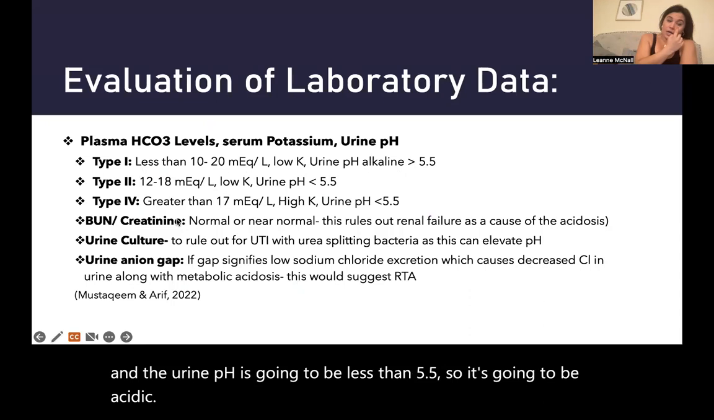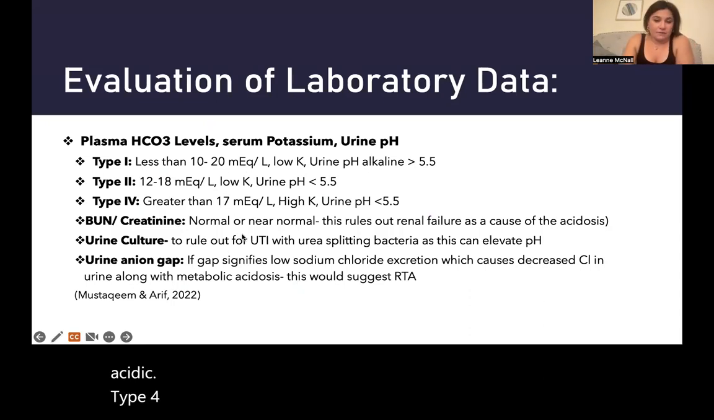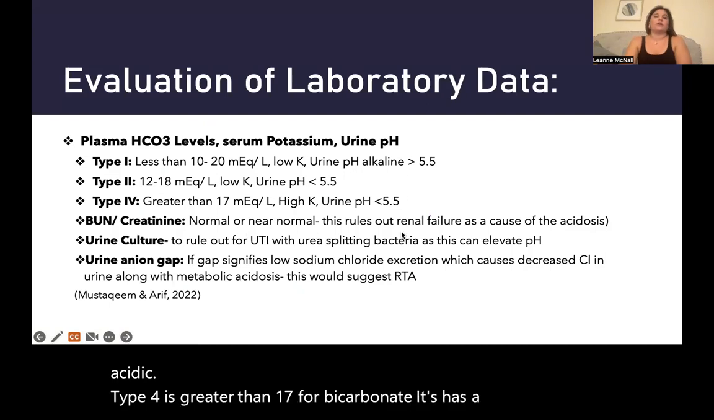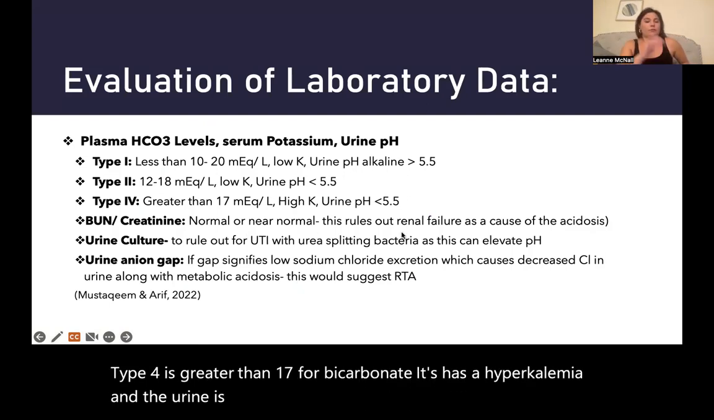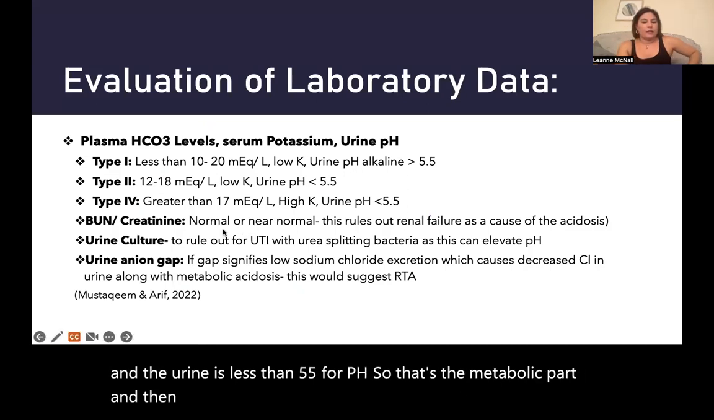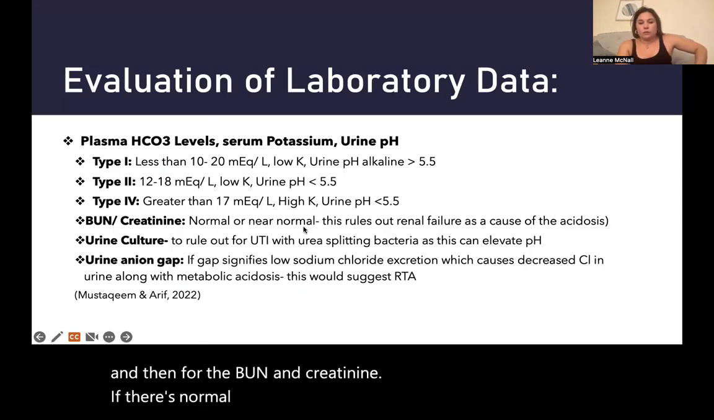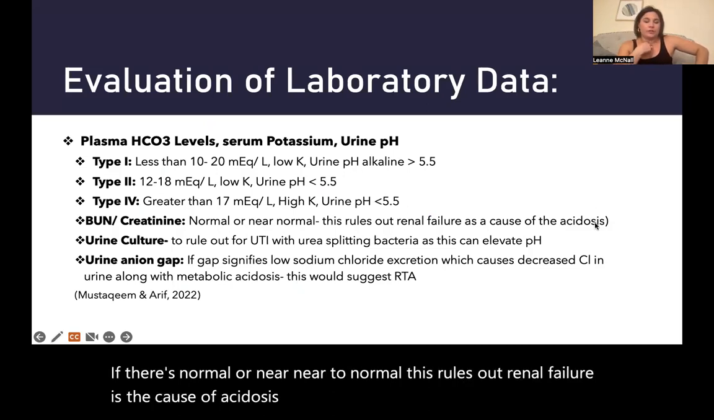Type 4 has bicarbonate greater than 17. It has hyperkalemia, and the urine pH is less than 5.5. So that's the metabolic part. And then for the BUN and creatinine, if they're normal or near normal, this rules out renal failure as the cause of acidosis, which is very important. So we want to make sure we rule that out.